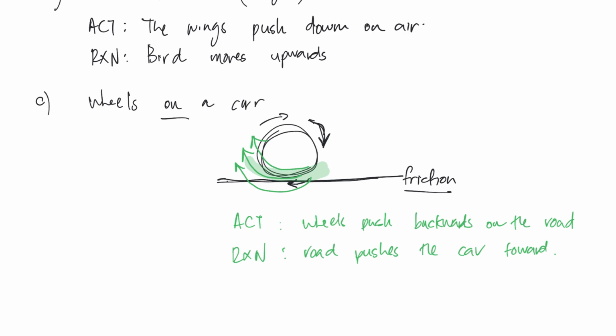And you need to be able to identify them, and sometimes there's multiple. There can be up to 6 or 7 action-reaction pairs in one single situation, because your forces are not actually acting on the same object.